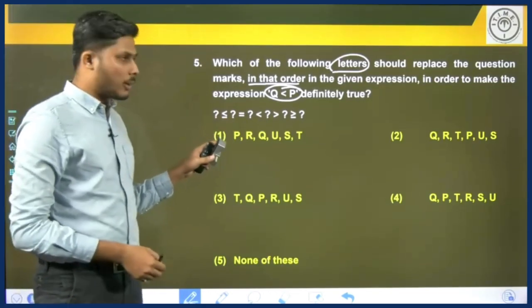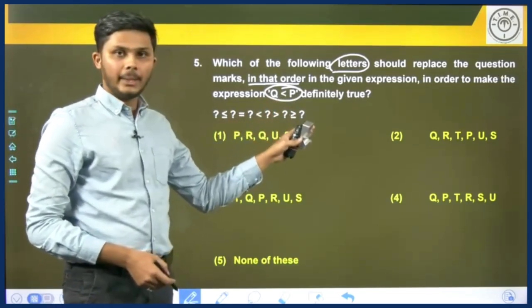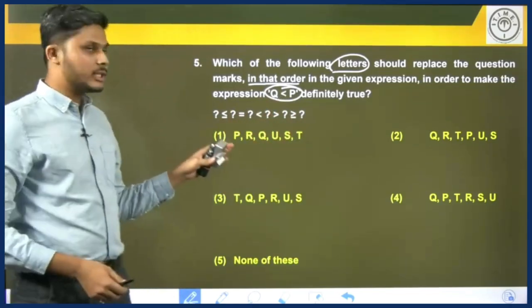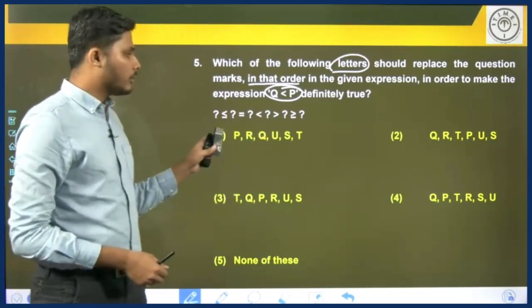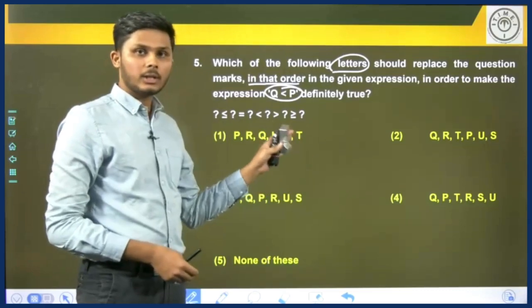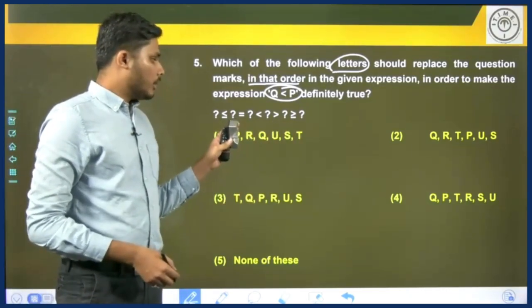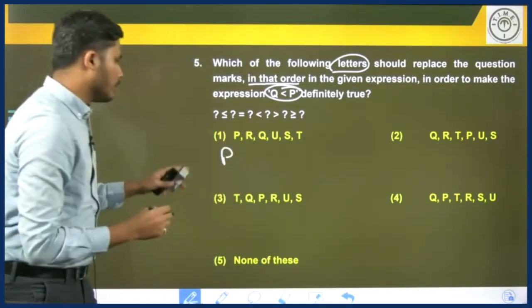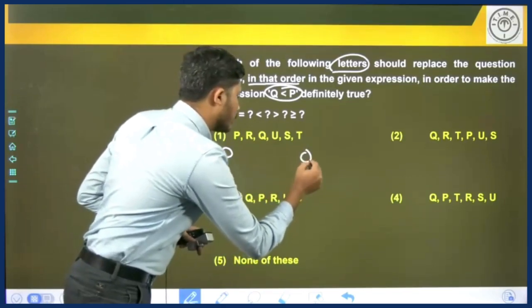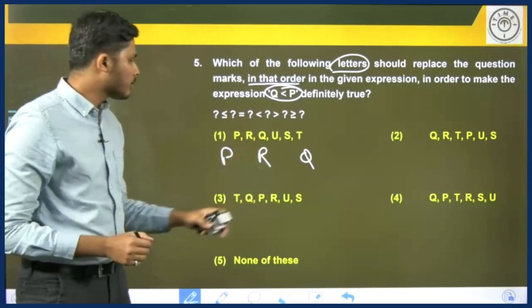So looking at the first option, we are given to find out the relation between Q and P. So we have to only check for the letters which are between P and Q, and we do not waste time on the other letters. So let's write down only the letters between P and Q. The only letter between P and Q here is R.